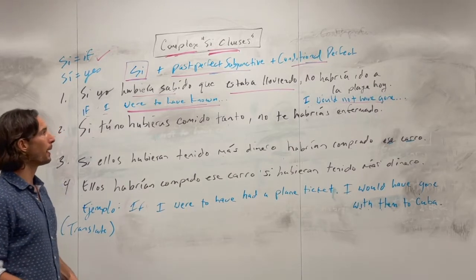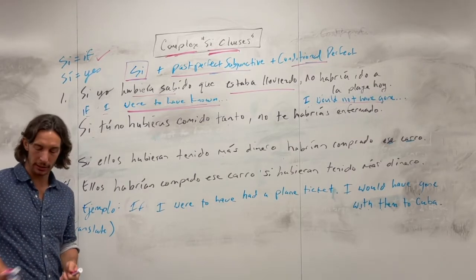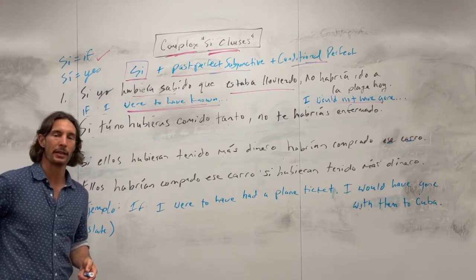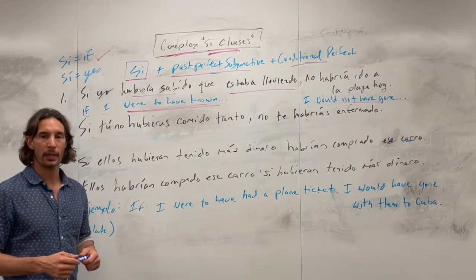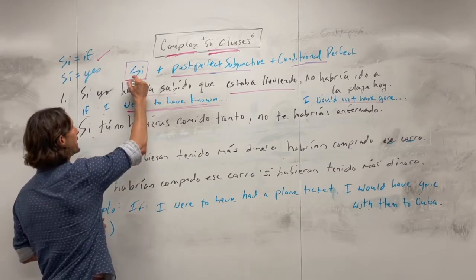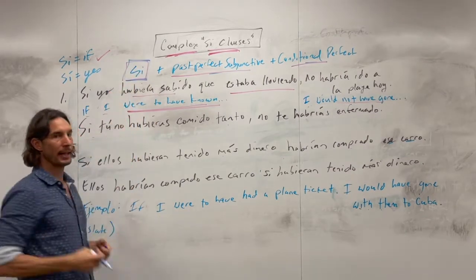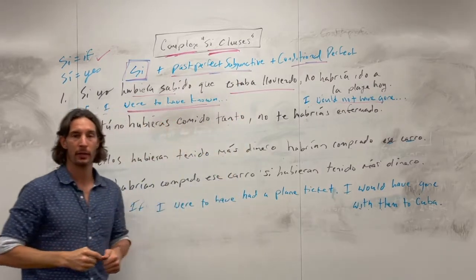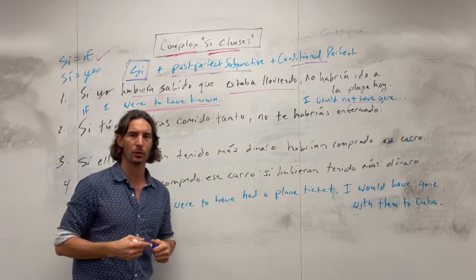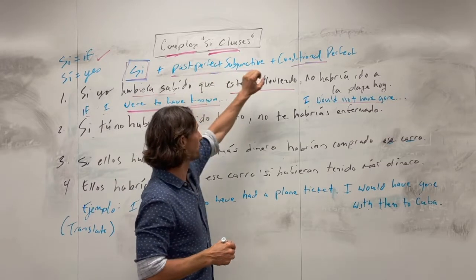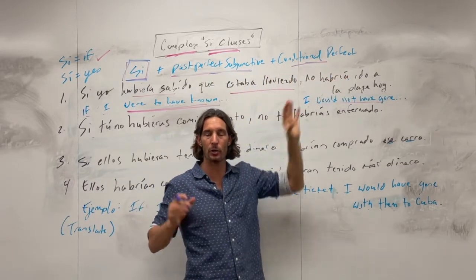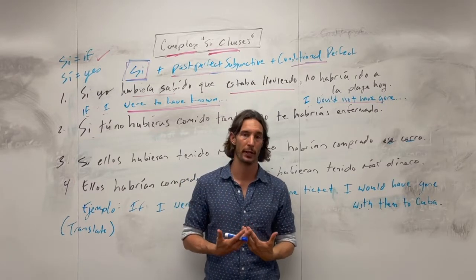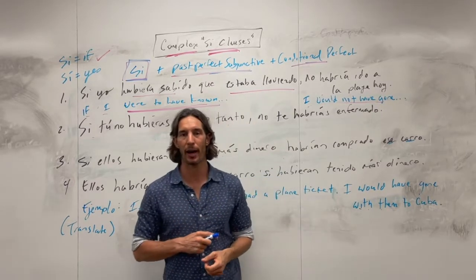And so just to reiterate, just so we're clear before we really get going, the structure itself is the word si, right? If. And then we pair it with the past perfect subjunctive, right? I know I've already said this, but I think it's worth repeating. The past perfect subjunctive and then the conditional perfect. So those are the elements, the tenses, if you will, that we're going to use for this. And so let's check out how that actually works.